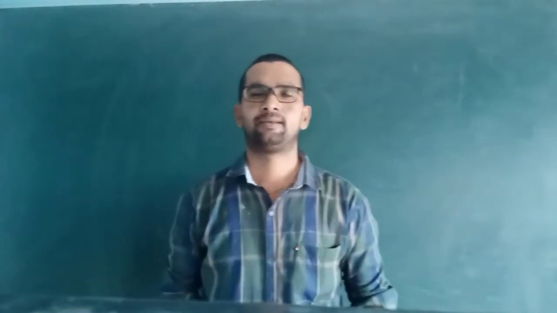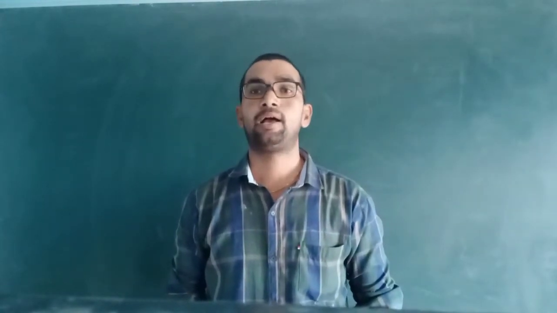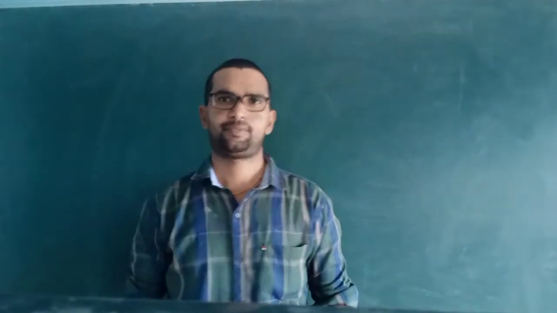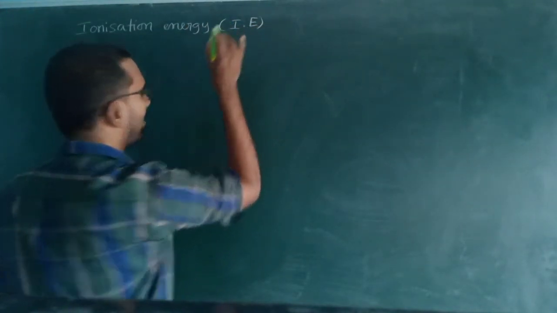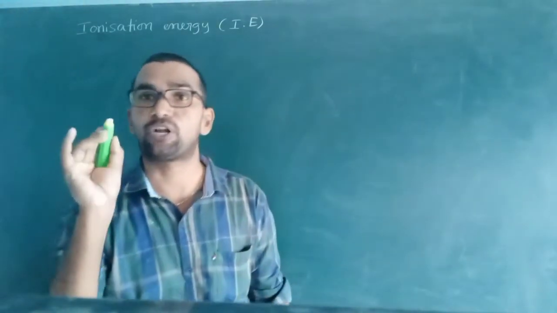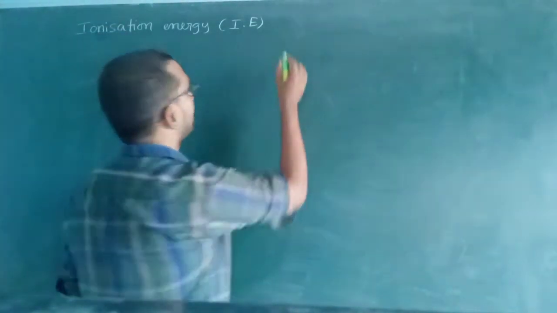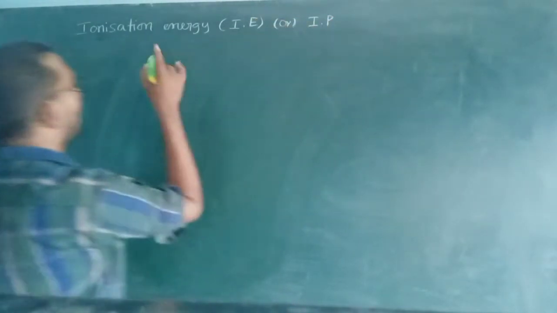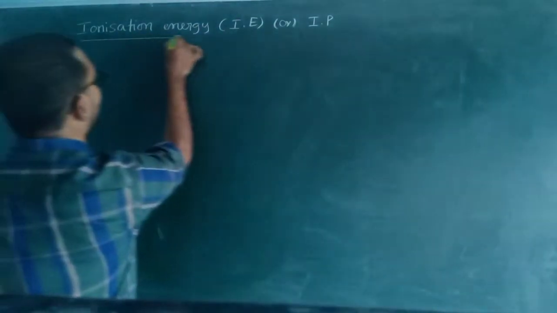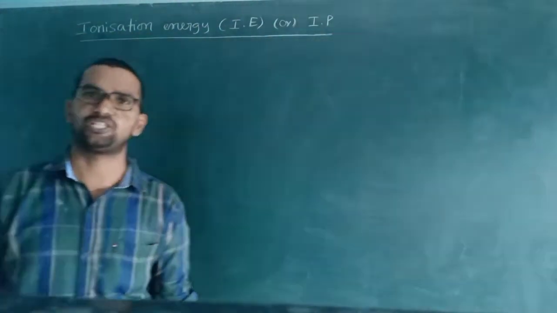Hi children, today I am going to explain about ionization energy. Simply it is written as IE. And one more name is there, ionization potential, so it is also written like this, IP. IE or IP: simply ionization energy or ionization potential.